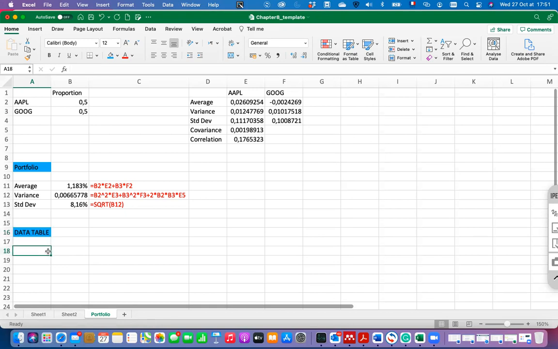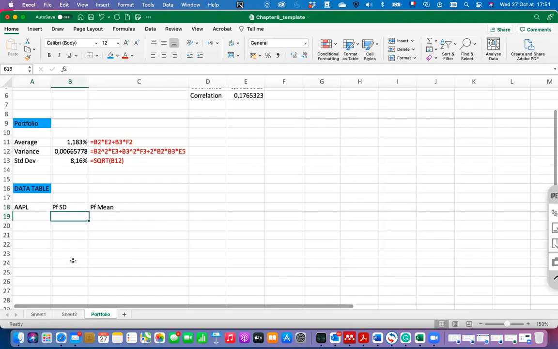Now, here we have the Apple proportion. Then we have the portfolio standard deviation, called PF standard deviation. Then the portfolio mean return or average. So equal. Okay, so Apple proportion here, standard deviation of the portfolio, and the mean return of the portfolio.